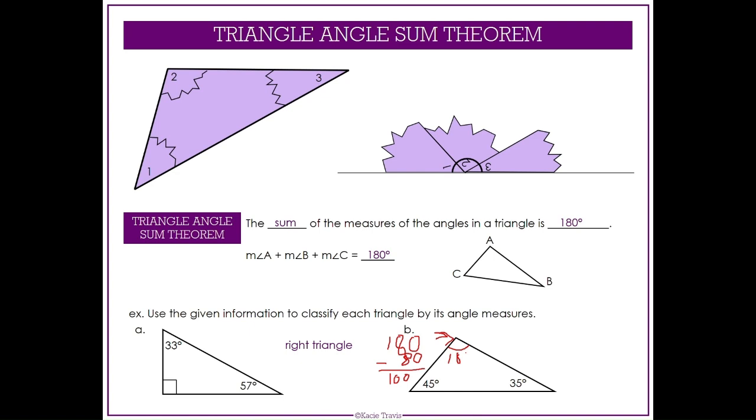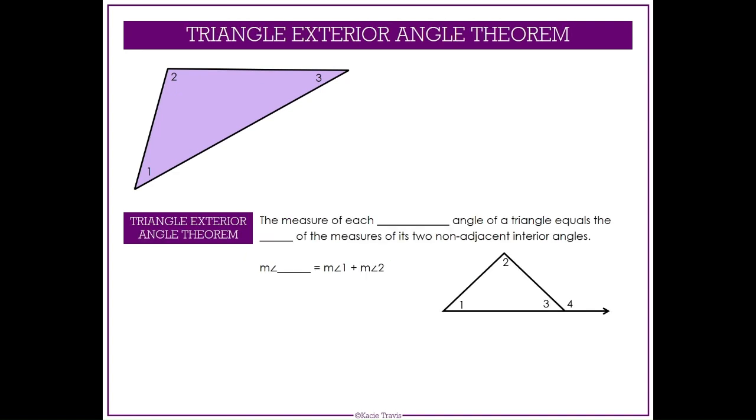Oh Lord, that is a rough looking 0. Let me go through and fix it. There we go. So that is 100. Since this top one's 100, 100 is an obtuse angle, which makes this an obtuse triangle. Boom, bam, pop. Alright. Next one, we got a new theorem coming at us, so let's get into it.